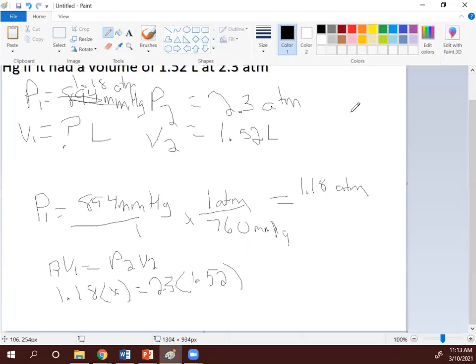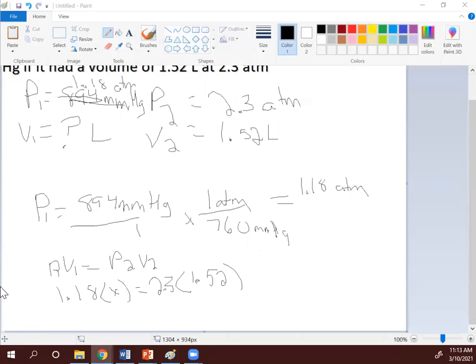So how would I solve this problem out? I multiply, say that again, Gavin. Yes, Gavin's correct. I wanted you to say it a little bit louder. 2.3, because I'm multiplying away from the X first. Okay, 2.3 times 1.52 divided by 1.18.